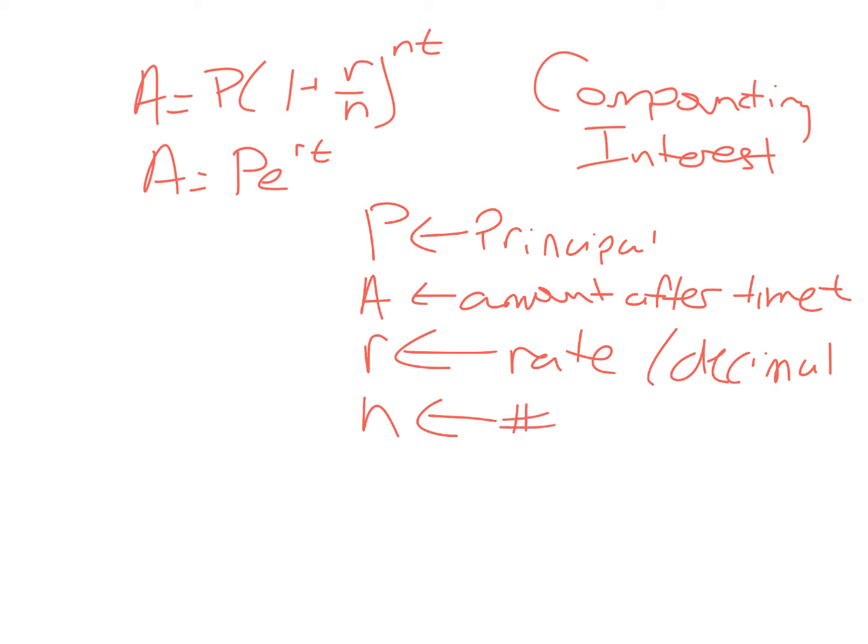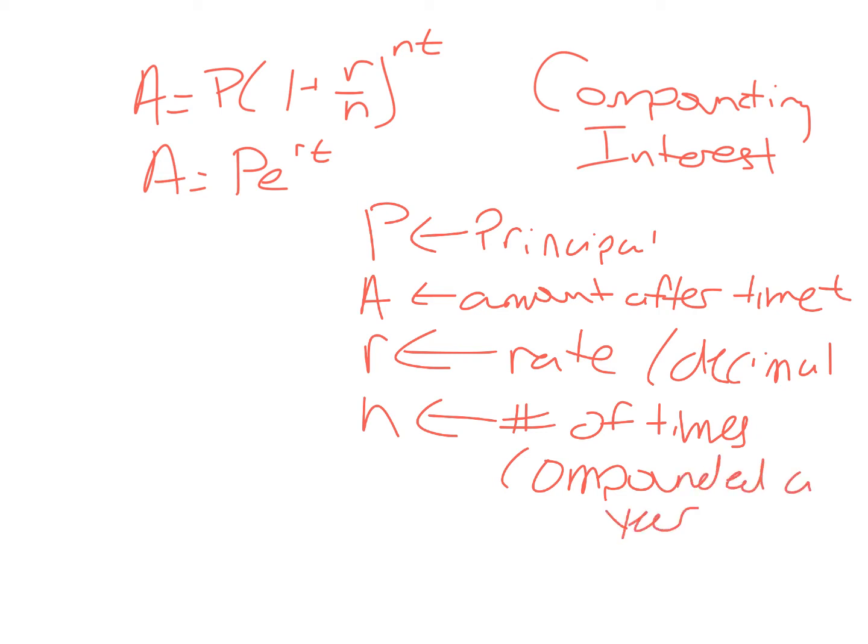N is the number of times compounded a year. So if it's monthly, your n will be 12 because it'll be compounding 12 times. If it's daily, there's 365 days in a year, except for leap years, but usually we still say 365. We roll with that, and so on and so forth. Quarterly, that's 4 times a year, and so on.